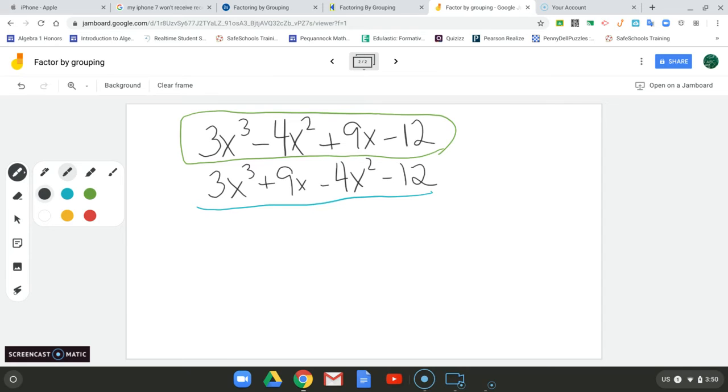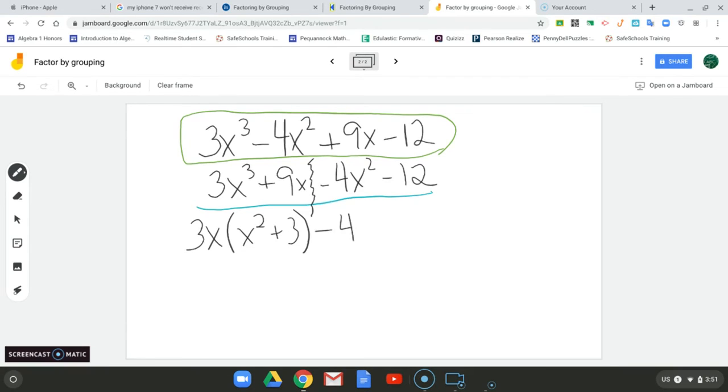If you look at it, we would put our squiggly line in here this time, like that. Now our first two terms are going to be 3x cubed plus 9x. And our common factor in those two terms is going to be 3x. What's going to be left this time is x squared plus 3. And then when we look at our last two terms, negative 4x squared minus 12, we can see that negative 4 is the common factor, and we're left with x squared plus 3.